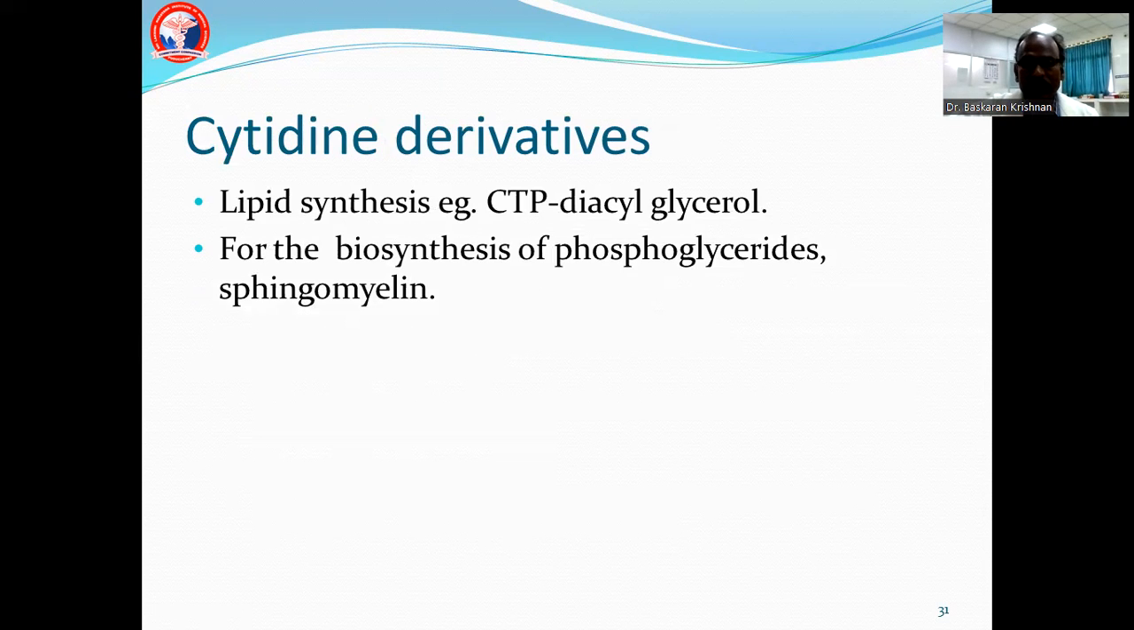Cytidine derivatives are used in lipid synthesis. For example, CDP diacylglycerol for the biosynthesis of phosphoglycerides, and also sphingomyelin.